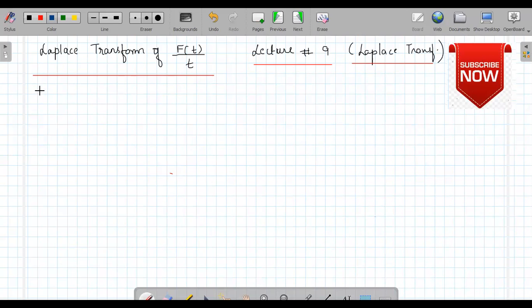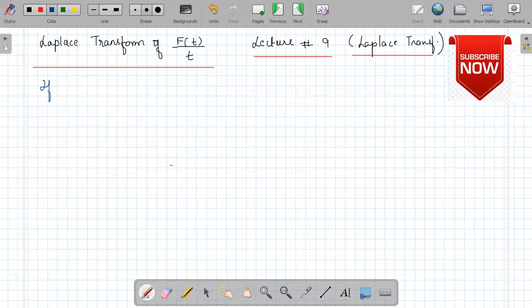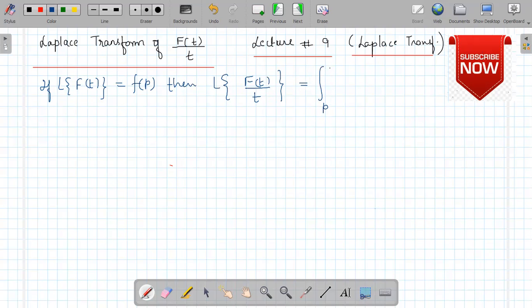So let me first tell you the rule. If Laplace transform of f(t) is equal to F(p), then Laplace transform of f(t) divided by t is defined as integral p to infinity of the Laplace transform of f(t) dp.